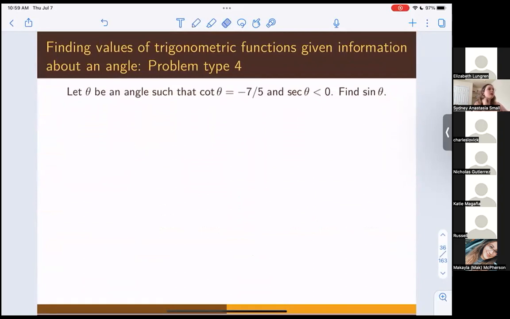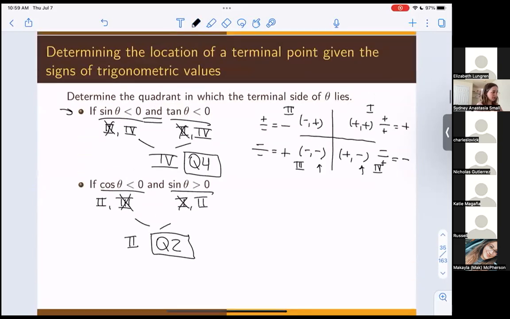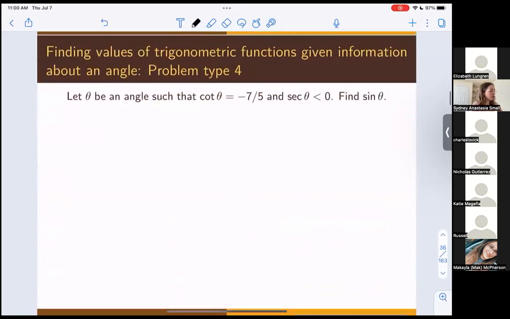Okay, so we have an angle theta with the cotangent being -7/5 and a secant less than 0. And we want to find the sine of theta. Well, let's do a similar analysis to what we did up here on the previous slide. Let's ignore the fact that the cotangent is -7/5 right now and just focus on the fact that the cotangent of theta is less than 0. Because again, that's the same thing as what this is saying. It's actually just less specific information because -7/5 is less than 0. So let's focus on that.